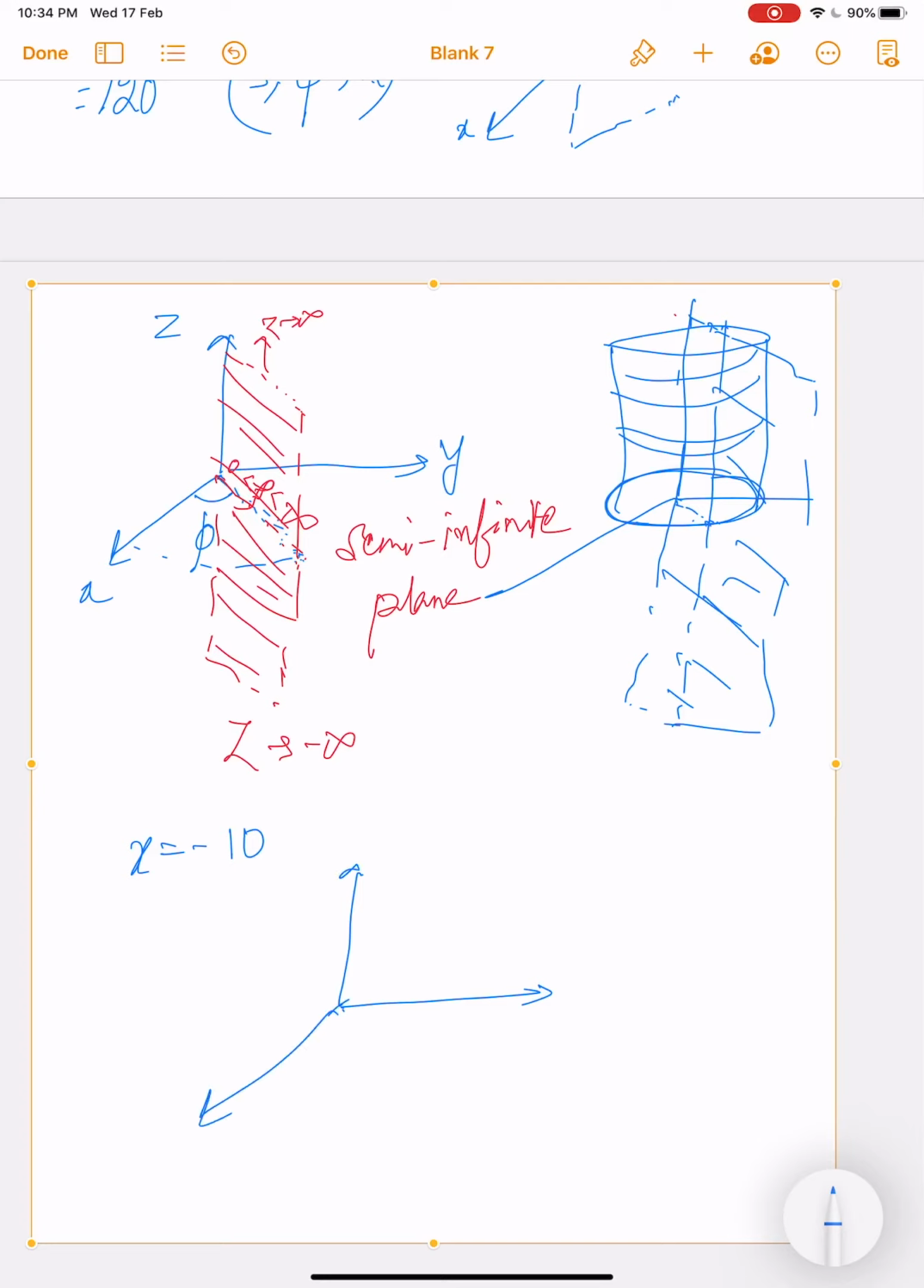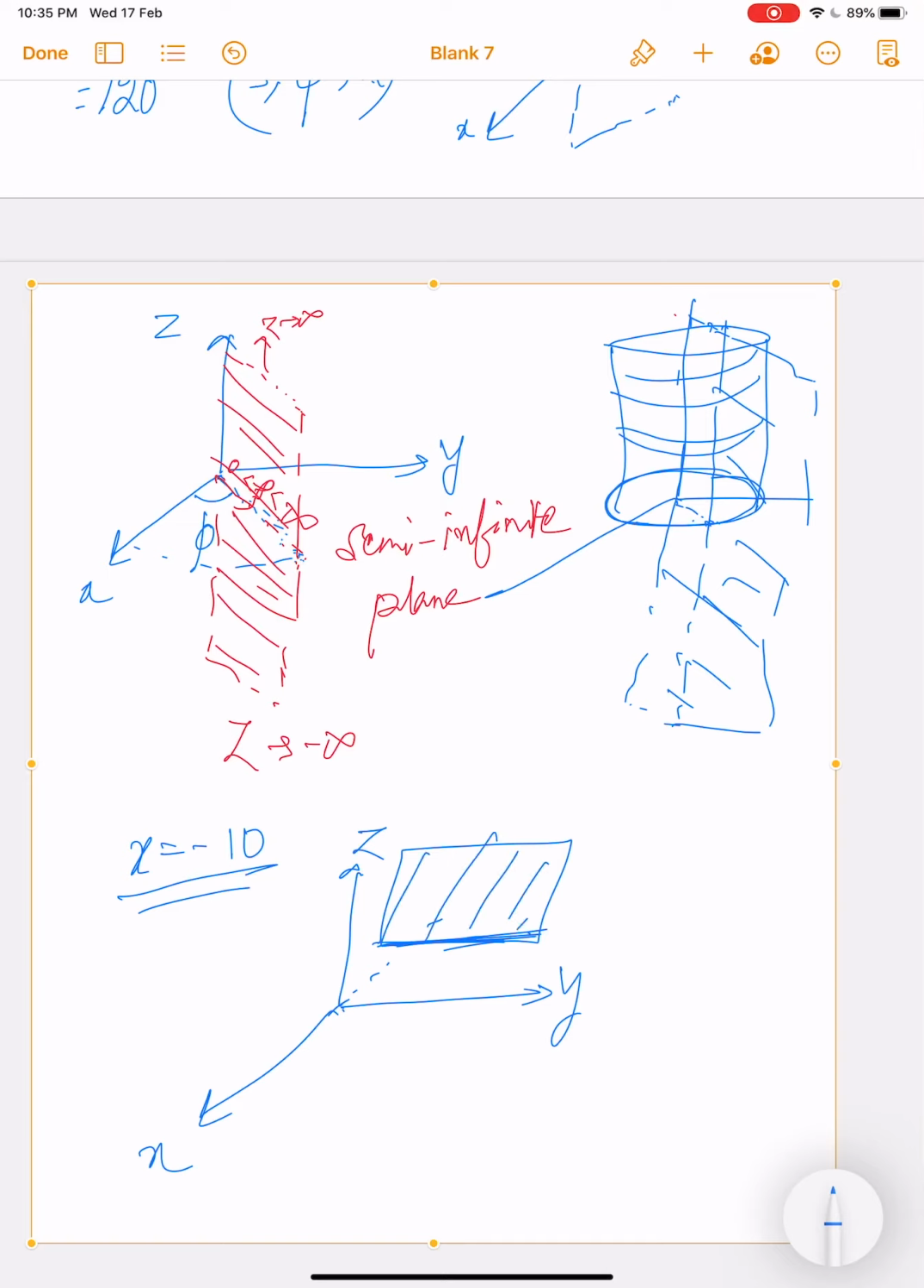Suppose I draw something like this. z, this is y, this is x, and if it's minus 10, that means this way, somewhere here. So basically this x is fixed, and you'll get a plane that is parallel to, not perpendicular to, your yz plane. Okay, x is equal to minus 10, so it will be somewhere like this.